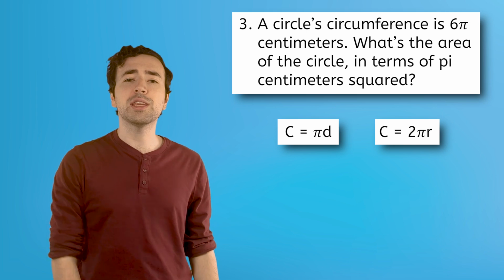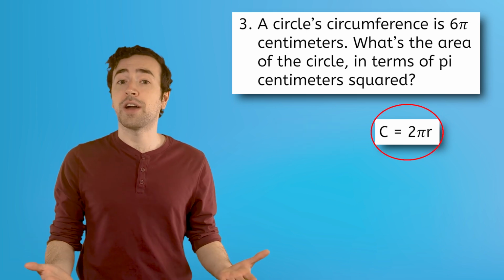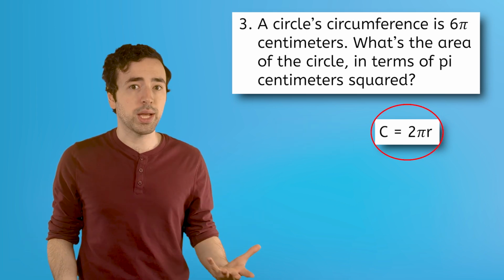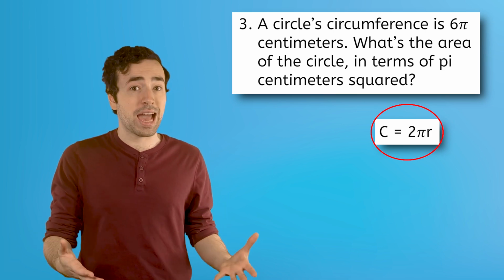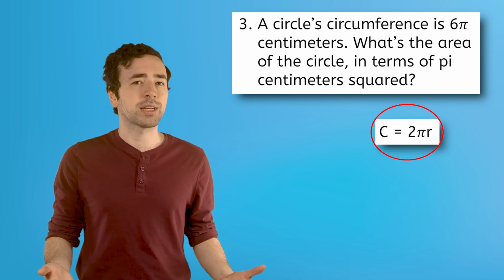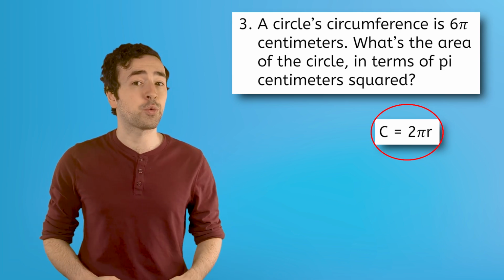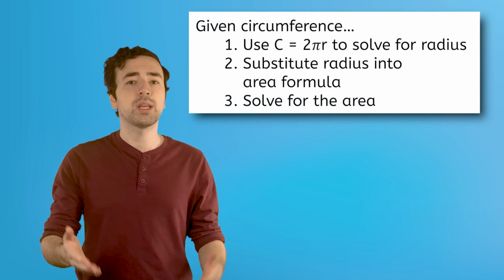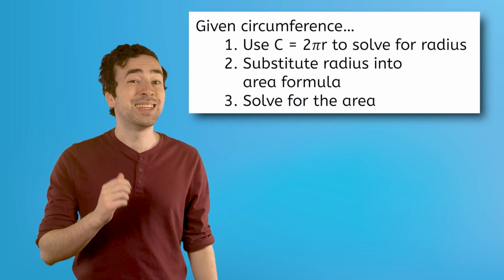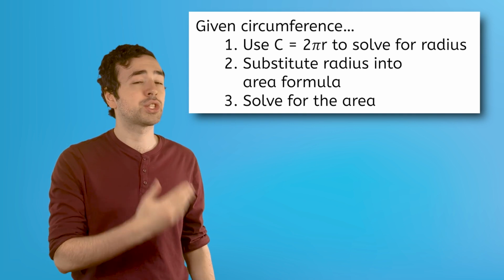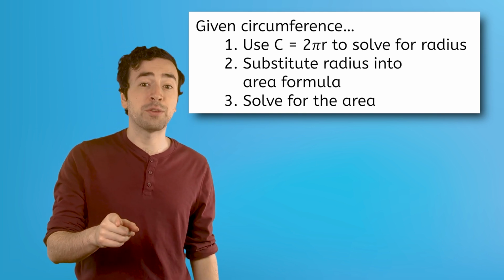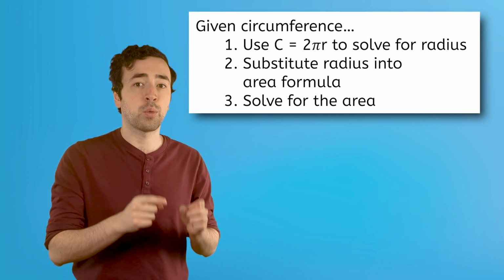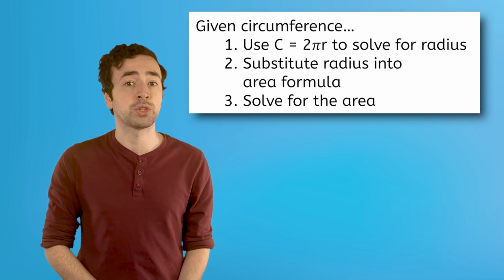We'll use c equals 2 pi r when trying to find the area, since it uses the radius. This means when you're solving for the area of a circle, but all you have is the circumference, you'll have to do an extra step because you need to identify the radius first. First, you'll need to use the circumference formula c equals 2 pi r to solve for the radius. Then, you'll substitute the radius you found into the area formula for the circle, a equals pi r squared.